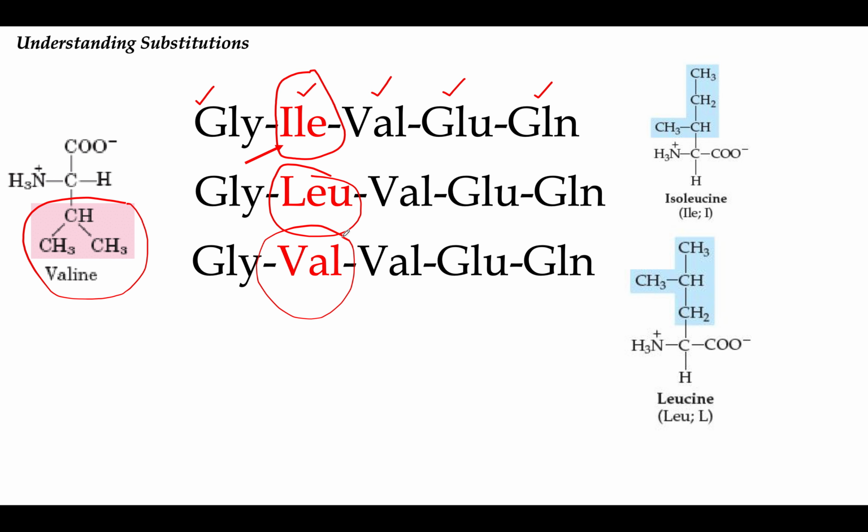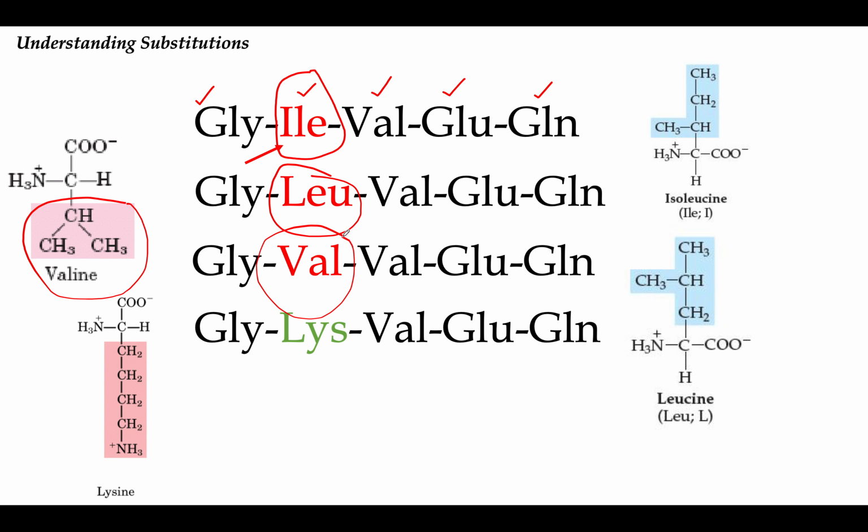However, next I change isoleucine with lysine. Isoleucine is a non-polar amino acid. I have changed it with lysine, which is a polar amino acid. So I have completely reversed the property of isoleucine from non-polar to polar lysine. As a result, this particular substitution won't be tolerated.